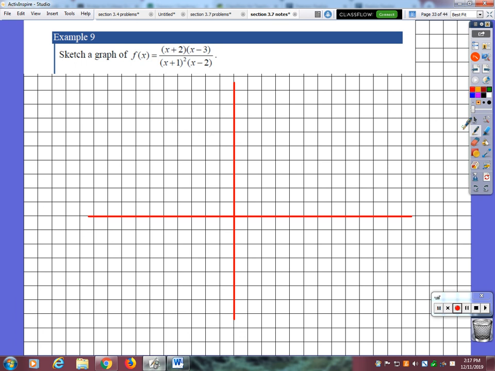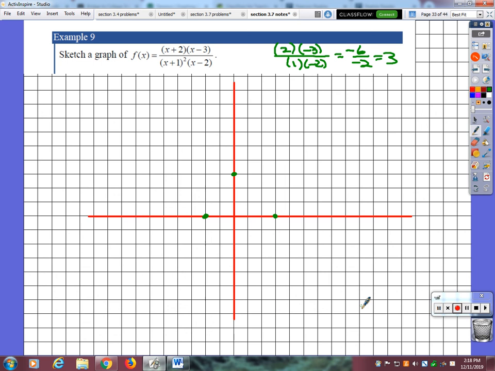Intercepts. So give me some intercepts. -2 and 3. -2 and 3 would be the x-intercepts. Okay, so I'm going to put a dot at -2, and I'm going to put a dot at 3. All right. To get the y-intercept, I have to plug in 0. So that would be 2 times -3 divided by 1 times -2, which is also known as 3. So now I have a vertical intercept at 3.